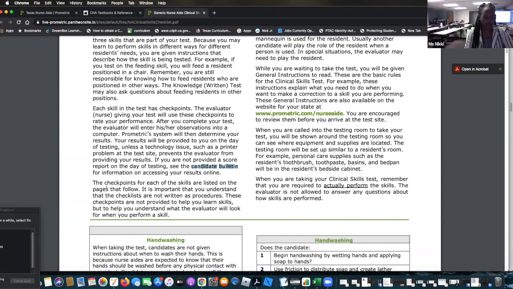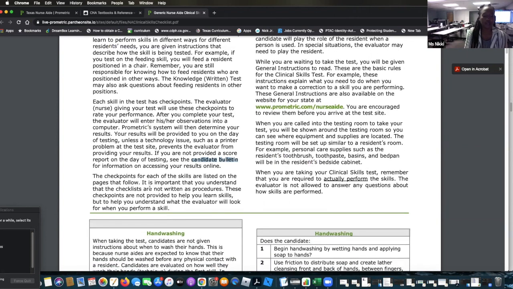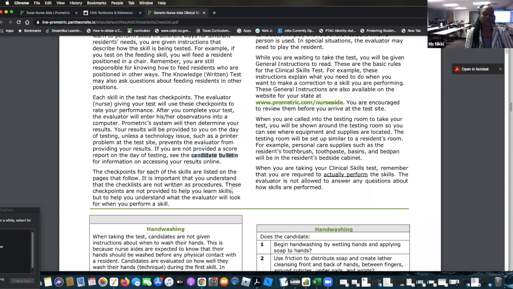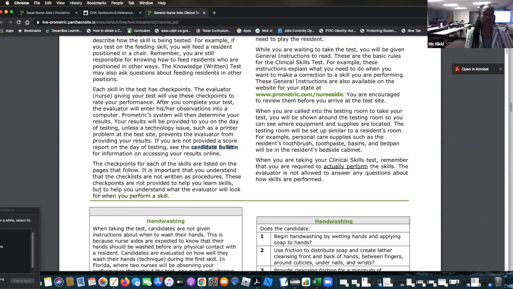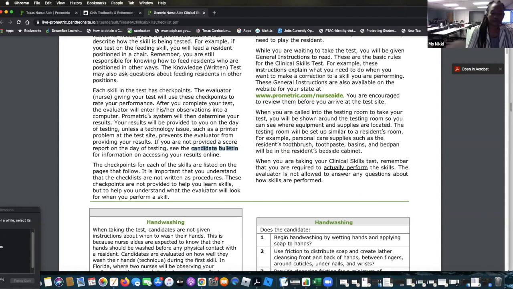Beautiful. The checkpoints for each skill are listed on the pages that follow. So we're going to look at these checkpoints. It is important that you understand that the checkpoints are not written as procedures. These checkpoints are not provided to help you learn the skills, but to help you understand what the evaluator will look for when you're performing the skills. So to say, you don't just have to do the checkpoints. We want you to be natural and flow. We don't want you to be a robot. Okay, checkpoint 1, checkpoint 2, and not go out of your safety zone.